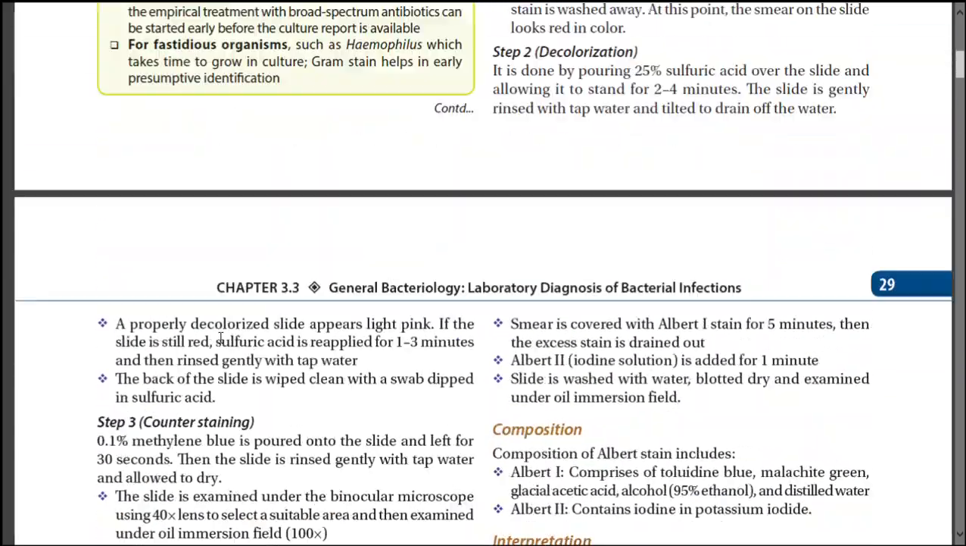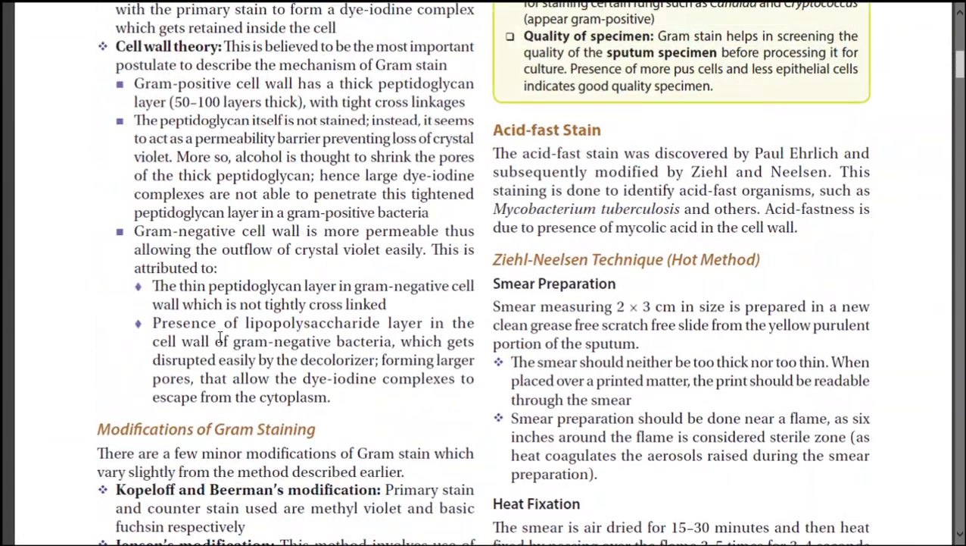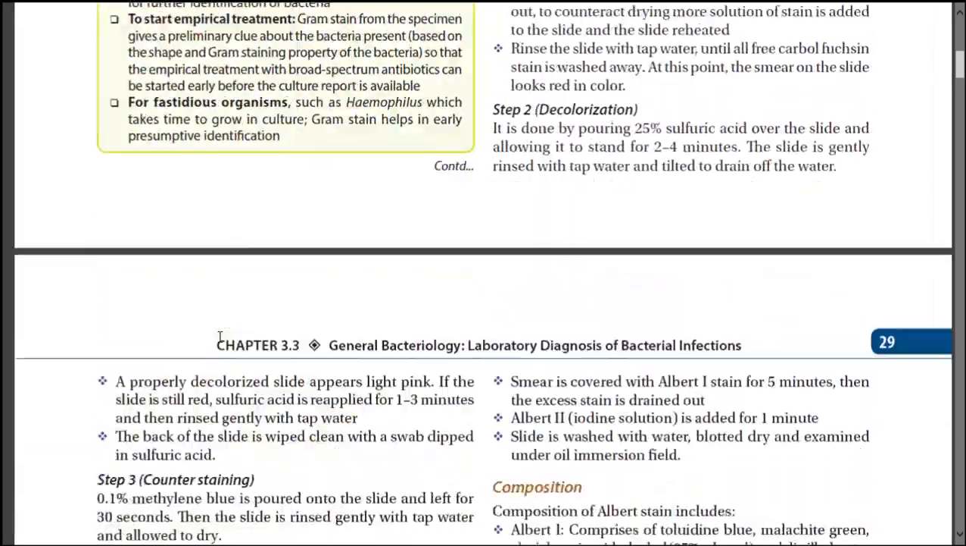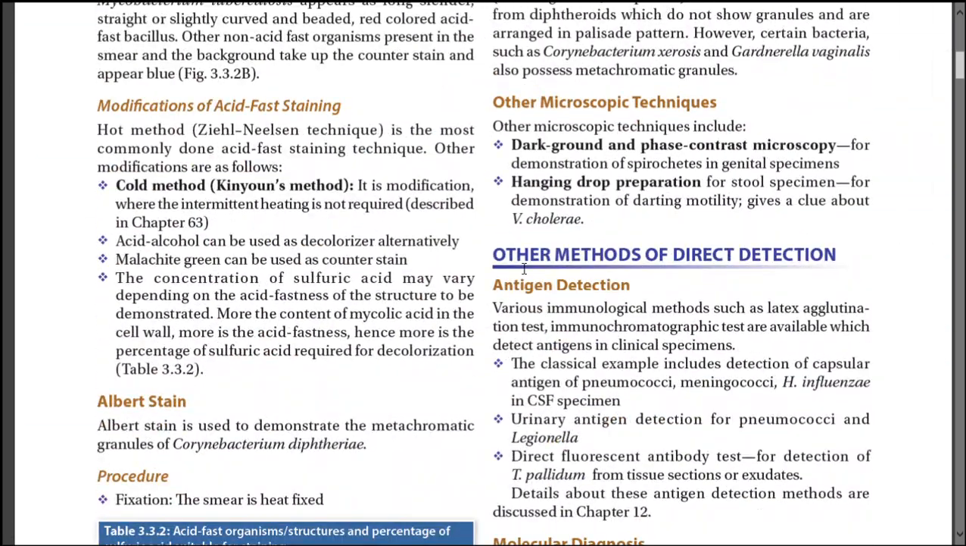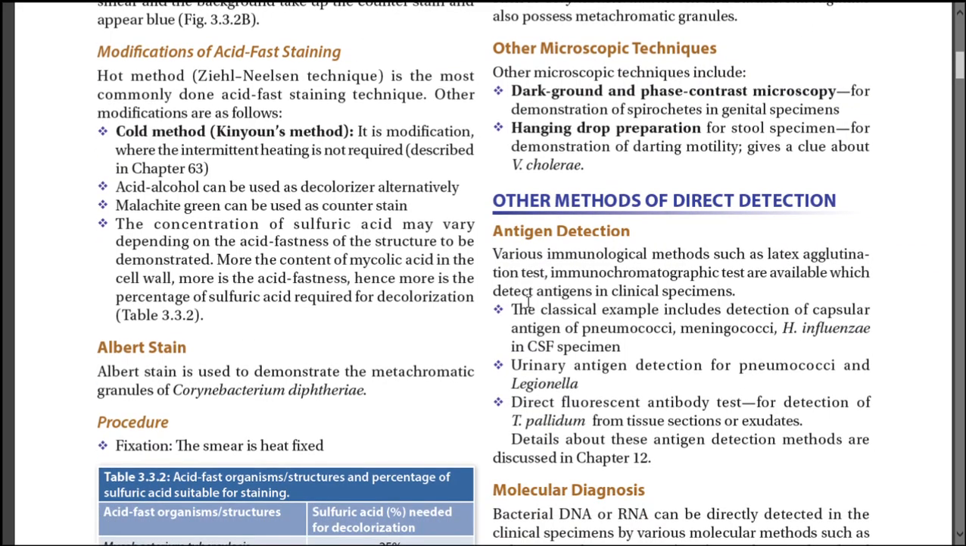Ziehl-Neelsen technique or hot method. Next, how to detect the bacteria? We will be seeing other methods. So antigen detection. See, latex agglutination test and immunochromatographic test are available which can detect antigens. These two test names alone, if you remember, it's enough.